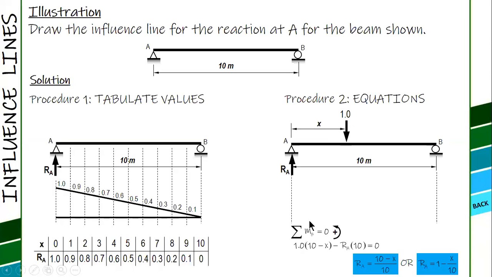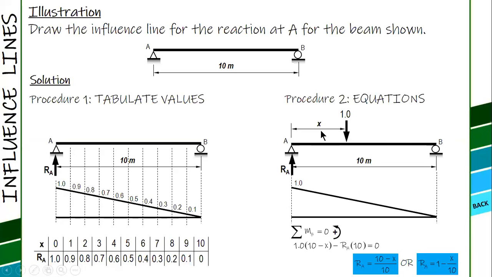So plot it, and you can just use 2 points, A and B. At A, x is 0, so RA is 1. And at point B, x is 10, RA is 0. And then just connect. You can see this influence line is the same as the previous one.